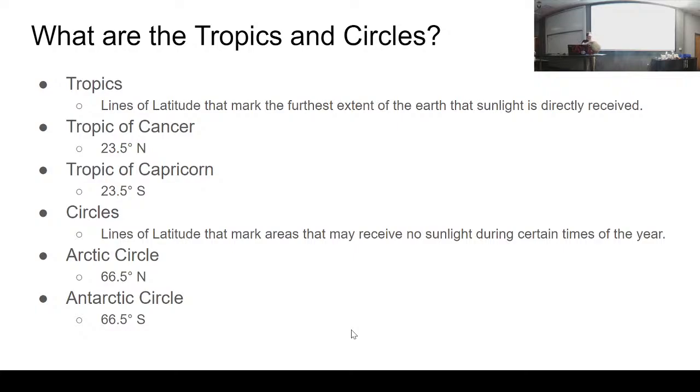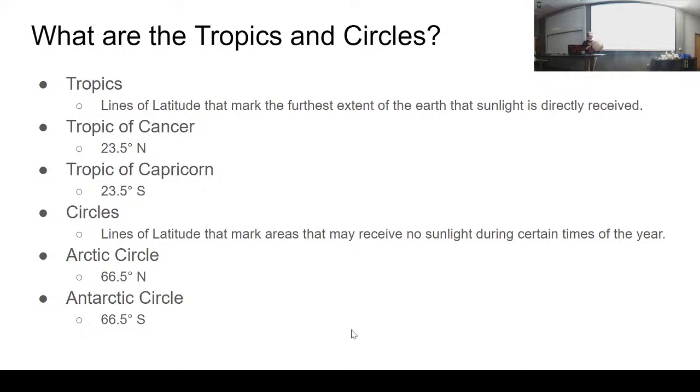So let's talk about our tropics and our circles. So I think everyone's probably heard of the lines of latitude that mark the fullest extent of the sunlight directly received. So let's talk about Tropic of Cancer. This one's going to be up in the north. See if I can find it real quick. Just label it on here. Here, yeah. So our Tropic of Cancer is going to be up through here. I'm sure you can all see it from here. But we know it's in the north, so it's going to be 23.5 degrees north. And then on the opposite of that, it's going to be the Tropic of Capricorn, which is 23.5 degrees south.